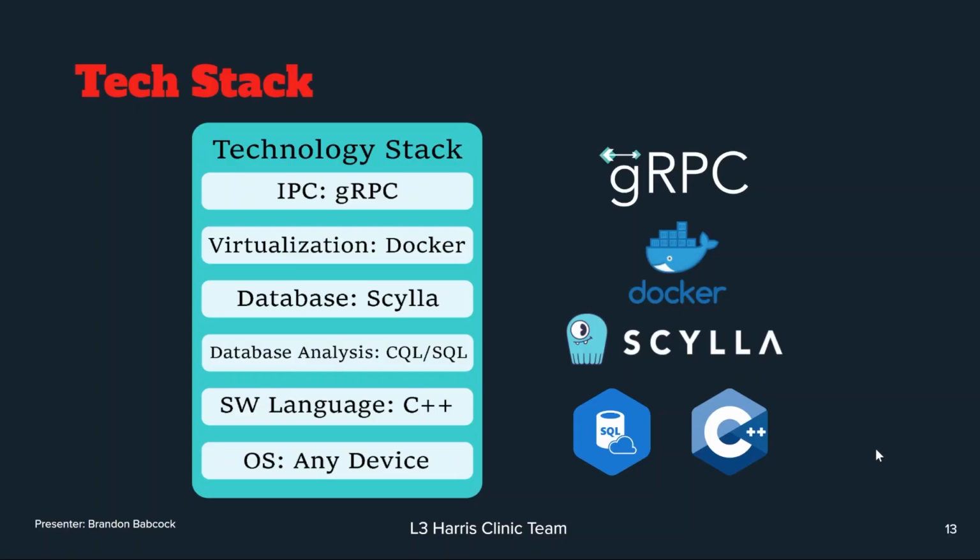For our tech stack, we are using gRPC and protobufs for our inter-process communication. We have everything running on our Docker container, and that allows us for that virtualization and containerization aspect. For our database, we're using Scylla, a NoSQL database. For our database analysis, in order to run SQL queries, we use Trino, and that is part of our Dockerized container. For our software language, we start out with C++, but we moved to primarily using Go, and that allows us to have essentially a single source for that IPC, as well as for our internals.